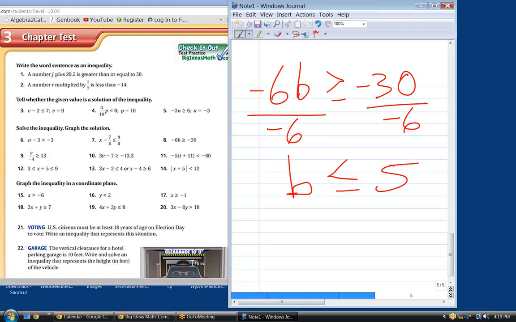And that's the only difference when you're working with inequalities as opposed to equations. You just always have to be wary of dividing or multiplying both sides by a negative number. The moment you multiply or divide both sides by a negative number, you flip the sign.